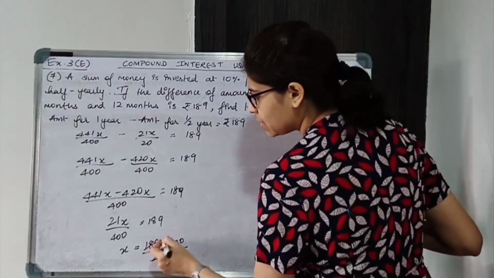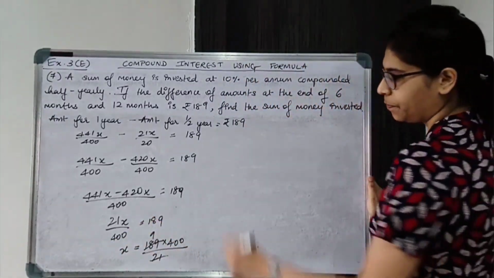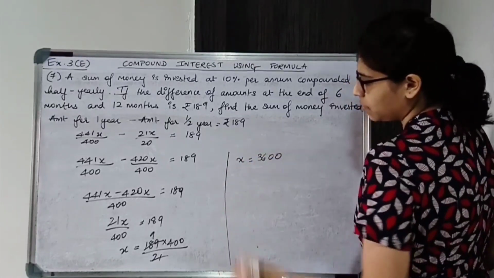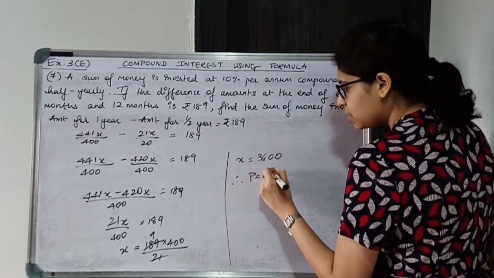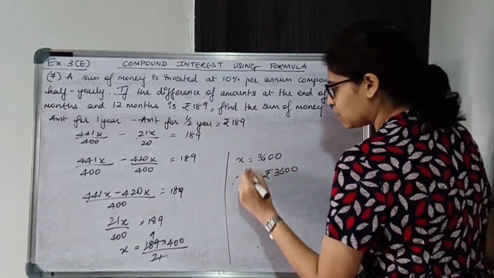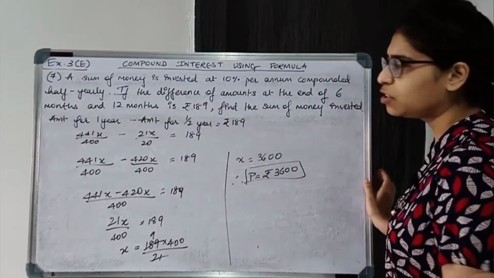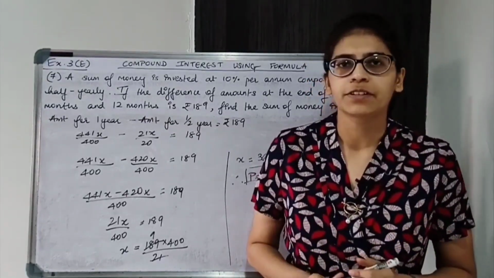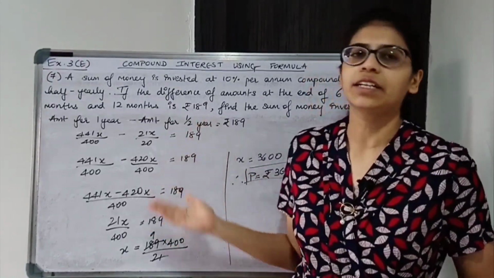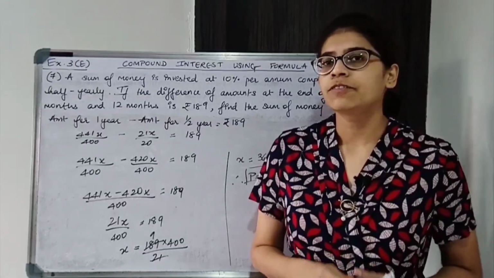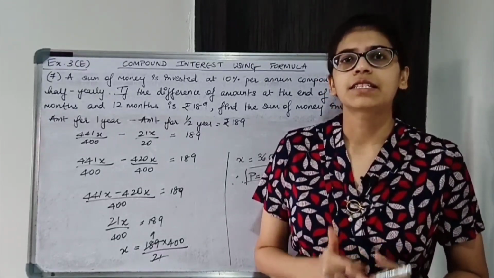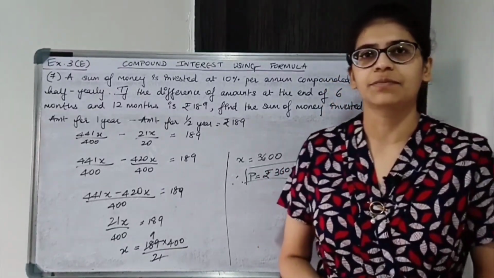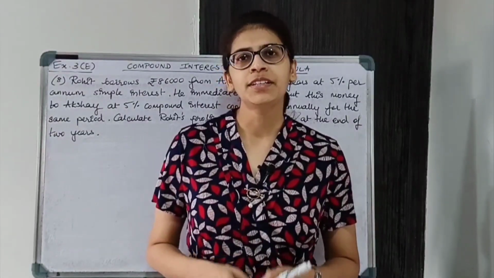21 9s are 189. 9 4s are 36 and zeros. So principal is rupees 3,600. It's very easy. You just have to solve for amount for 1 year and half year and substitute in the given condition. Also write down the final statement: the sum of money invested is rupees 3,600. Let's read the next question.